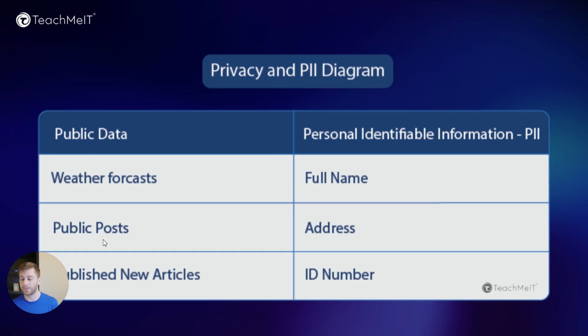Same thing with public data, a public social media post, anyone can see it. But your address, not everyone should know your address, right? Same thing with public data. Anything published in news articles, it's probably public data.